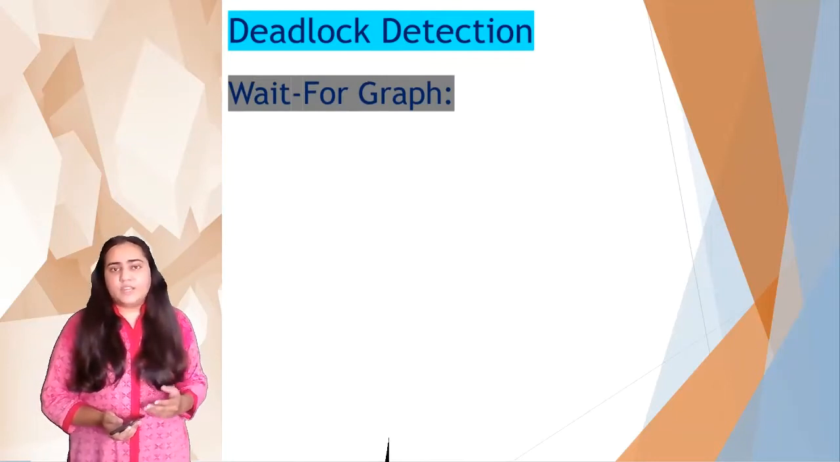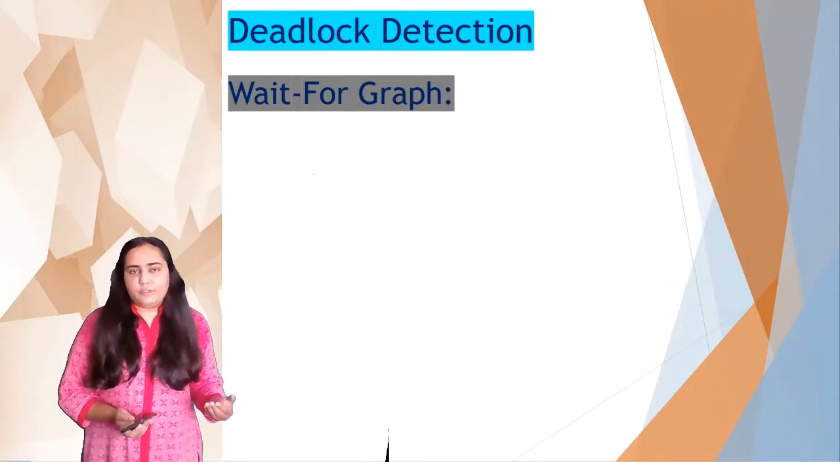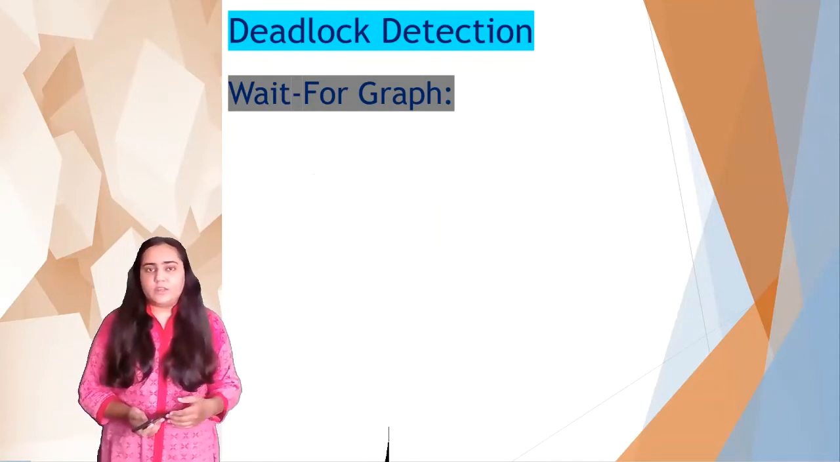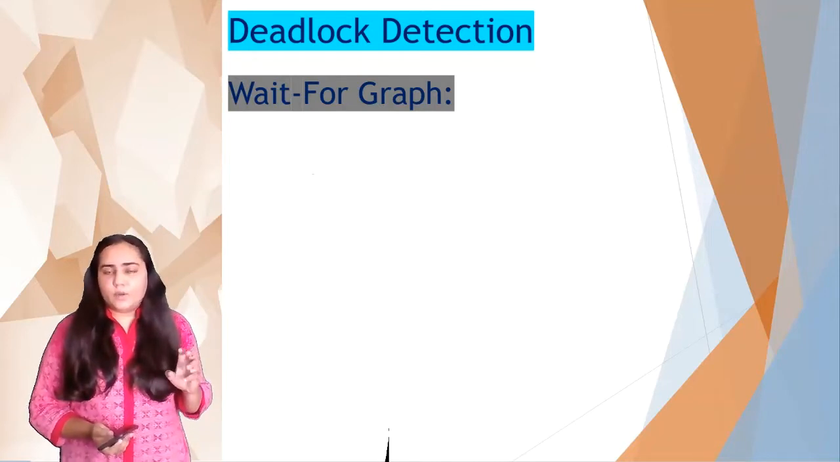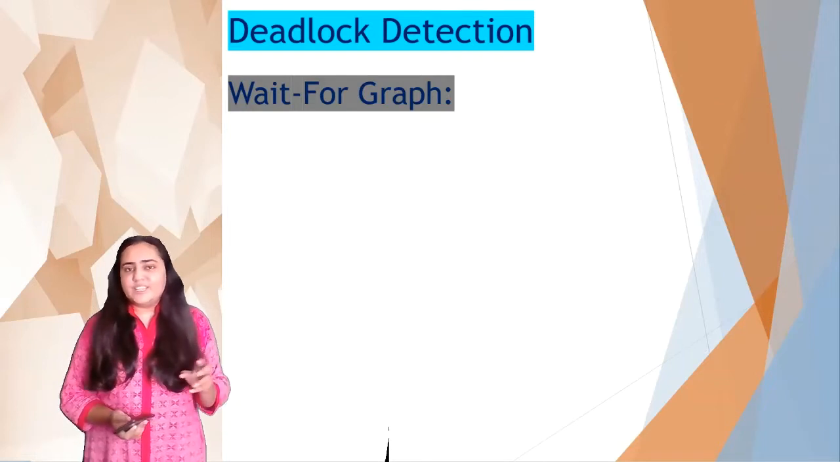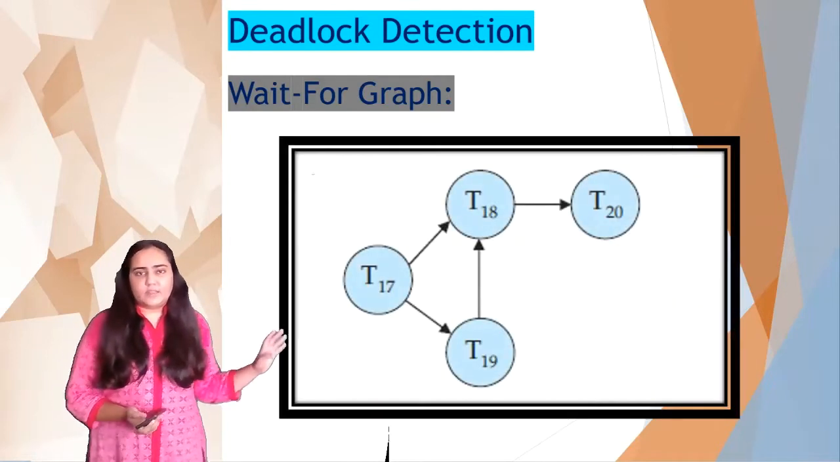So for that, we create a wait for graph. And I've already explained what a graph is in a serializability video. So you can go ahead and watch that. A wait for graph essentially is a graph that shows which transaction is waiting for which transaction to finish. So it looks something like this.